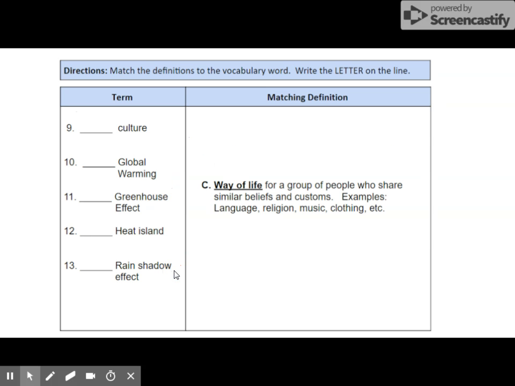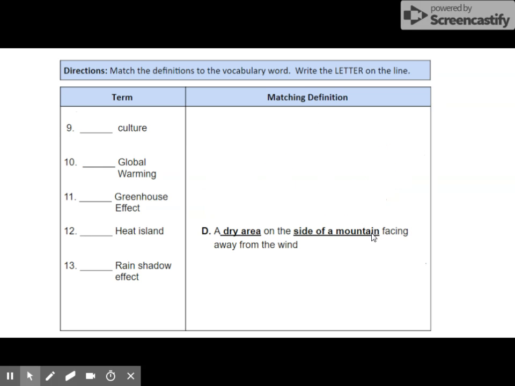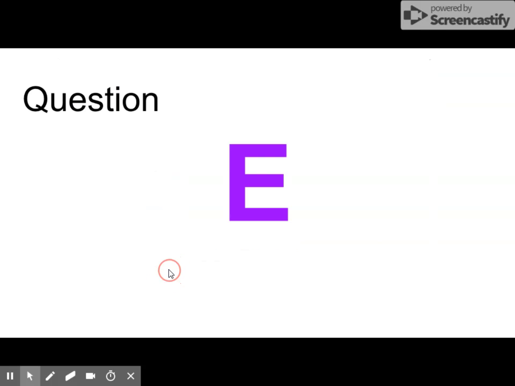Question C. The way of life for a group of people who share similar beliefs and customs. Examples: language, religion, music, clothing, etc. Culture, global warming, greenhouse effect, heat island, rain shadow effect. Question D. A dry area on the side of a mountain facing away from the wind. Culture, global warming, greenhouse effect, heat island, rain shadow effect.